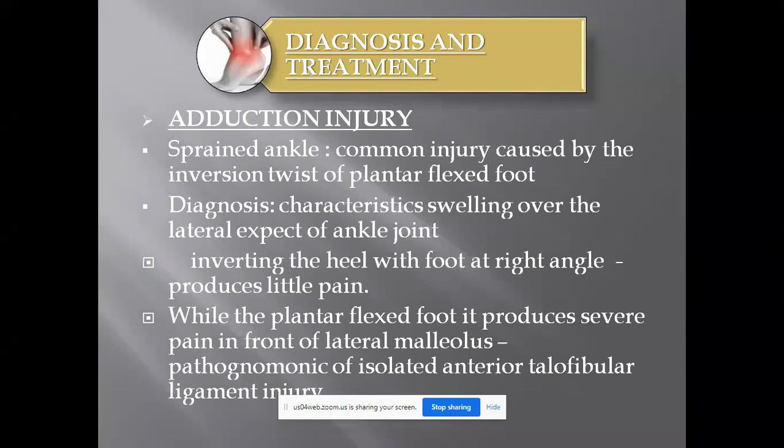Our whole body weight is controlled by our ankle. Any problem or any pain is felt in your ankle. It's not easy to walk. It's not easy to go with the pain. We always walk in an uncomfortable manner usually. With the plantar flexed foot, it produces severe pain in front of the lateral malleolus. It is pathognomonic, associated with anterior tibiofibular ligament injury.